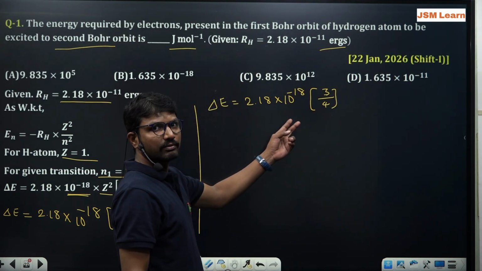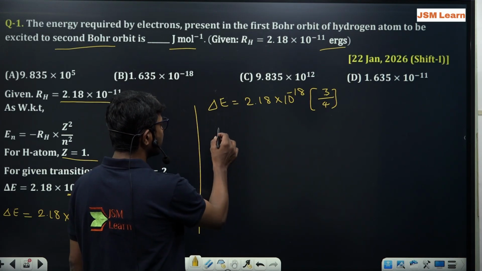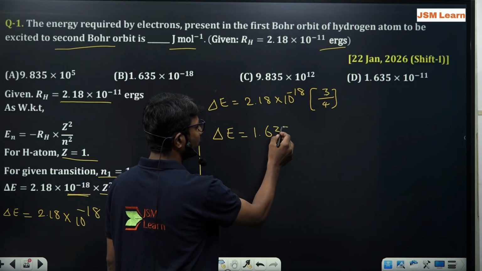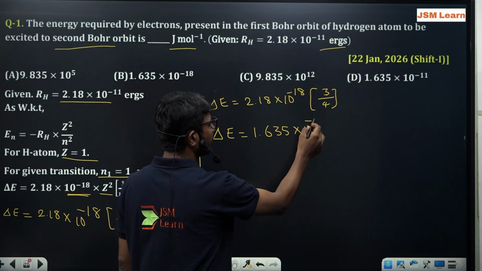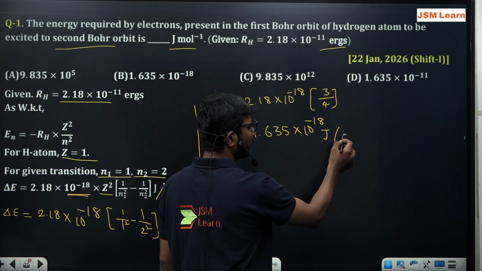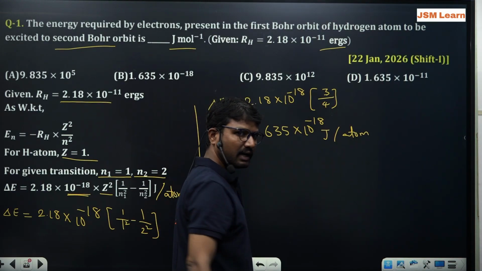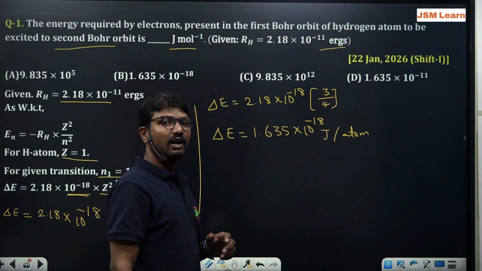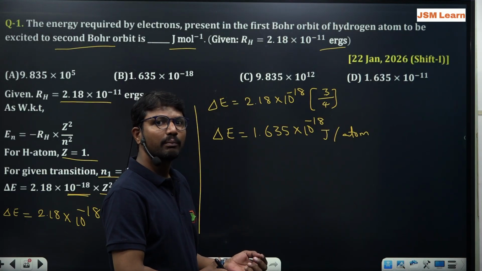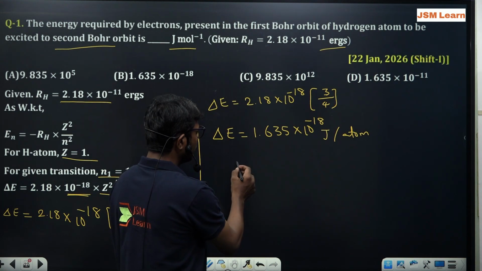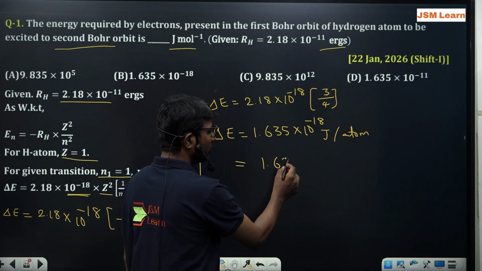On simplification, delta E is equal to 1.635 multiplied by 10 to the power of minus 18. This is for joules per atom, per single atom. So we have to convert it into joule per mole. As we know, 1 mole of any substance consists of Avogadro number of particles, Avogadro number of atoms. So that is what we have to multiply this value by.